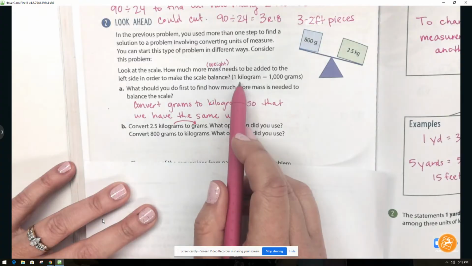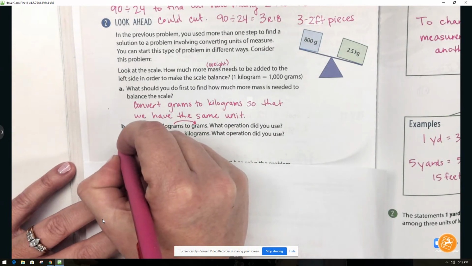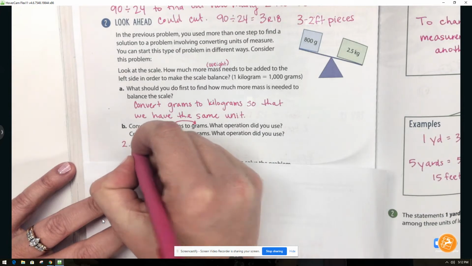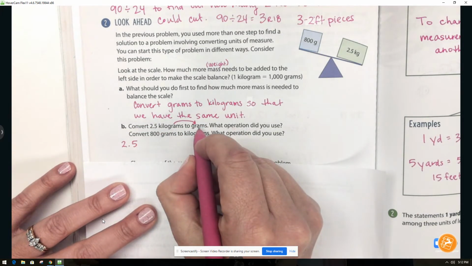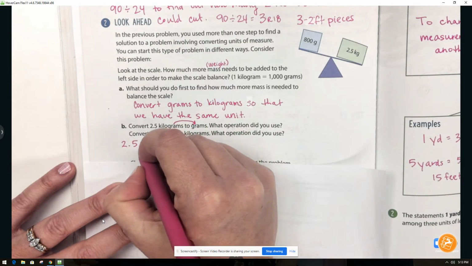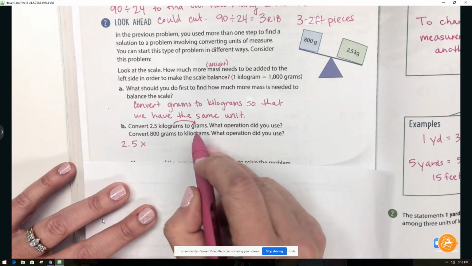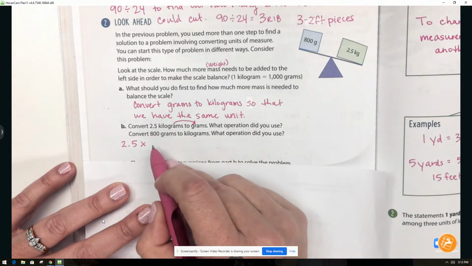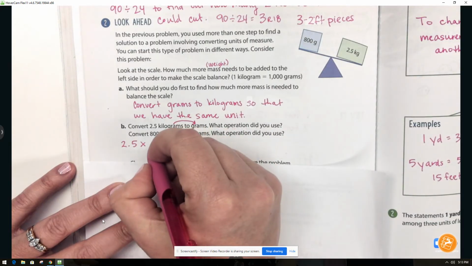That's right, a kilogram is a bigger unit. So we're going to start with 2.5 kilograms. And if we're going from a larger unit to a smaller unit, we need to multiply, because we always multiply when we go from a larger unit to a smaller unit. And we're going to multiply it by the number of units in 1 kilogram, which is 1,000.